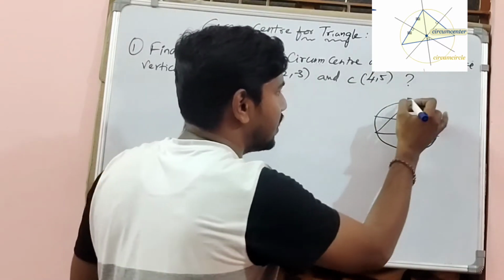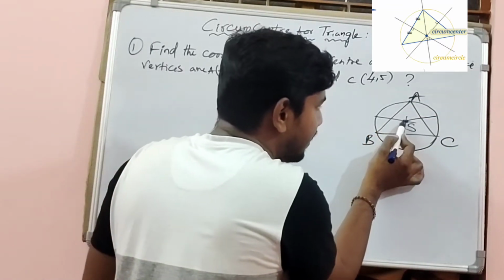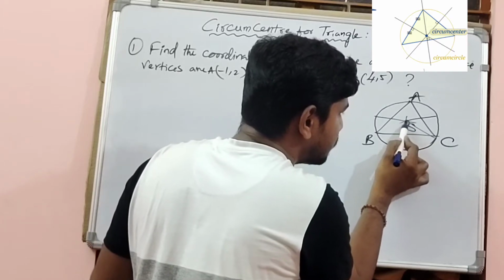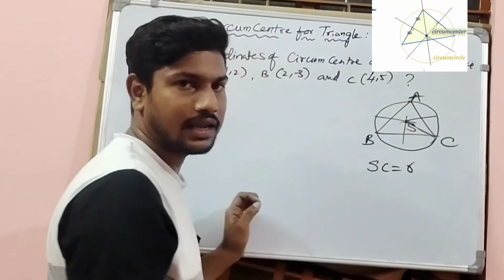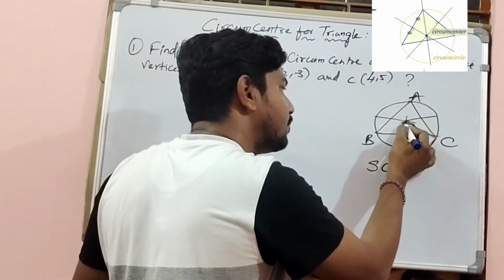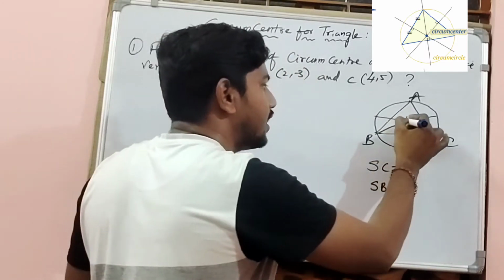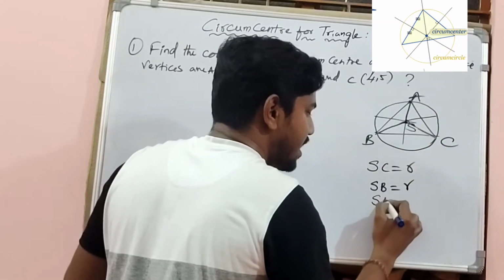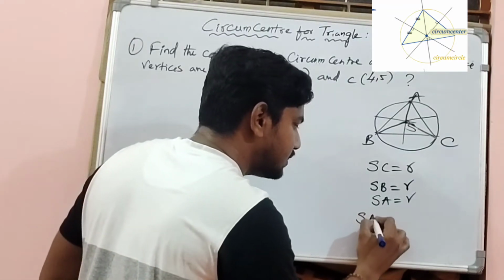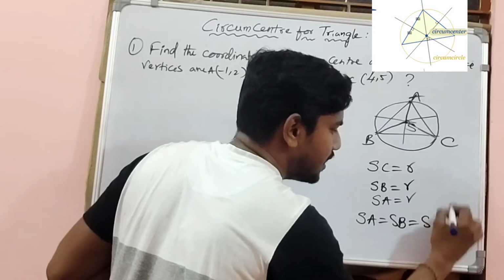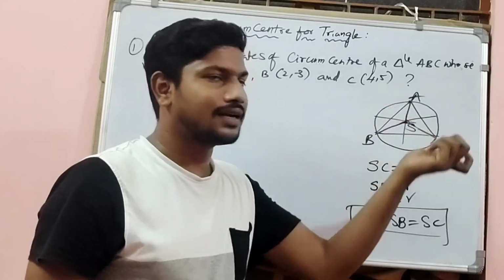So if I name the triangle ABC, then we know that the distance from the center to a point on the circle is the radius. We can conclude that SC is the radius of the given circle. Similarly, if I join from here to here, SB is also a radius of the circle. Similarly, if I join to this one, SA is also a radius. From these three we can conclude that SA = SB = SC. This is what we need to use to find the coordinates of the circumcenter.